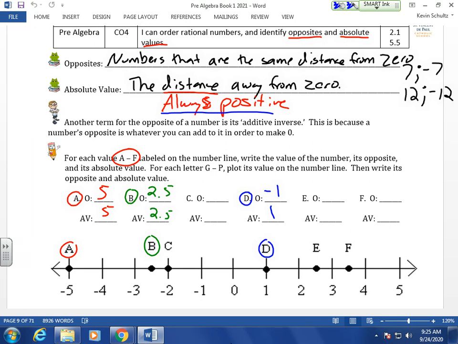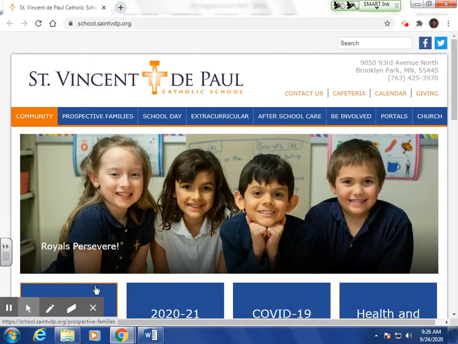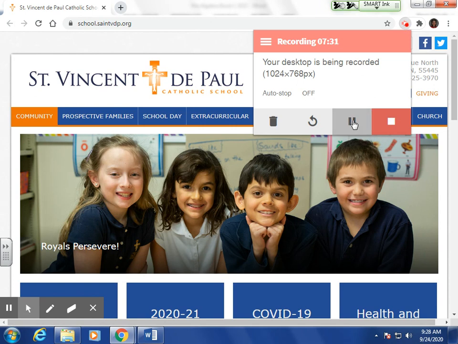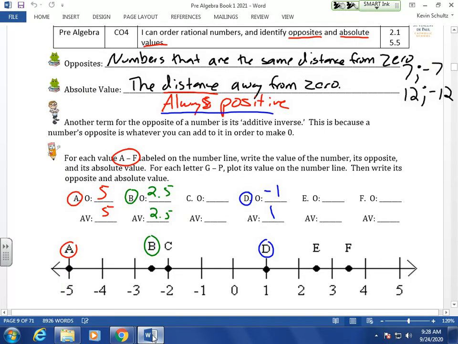Okay. So go ahead and complete letters C, E, and F. I'll give you about 30, 45 seconds to do so, and then we'll see how we do. Okay. And we're back. Point C, label that here. Point C is at negative 2. The opposite of negative 2, you should have positive 2. And that is the same for the absolute value. Negative 2 is a distance of 2 away from 0. So 2 and 2 for that one.